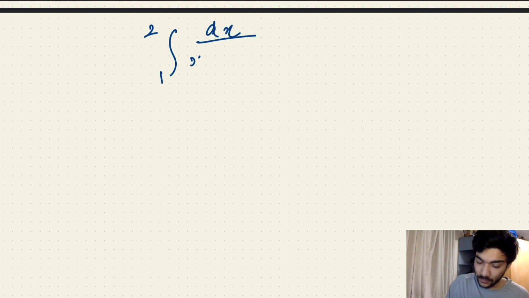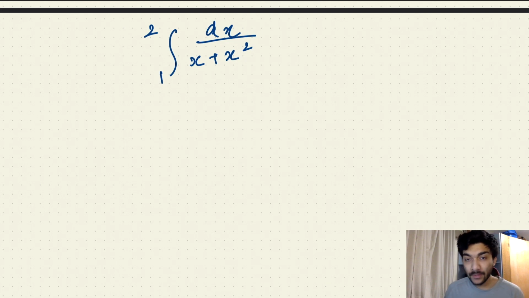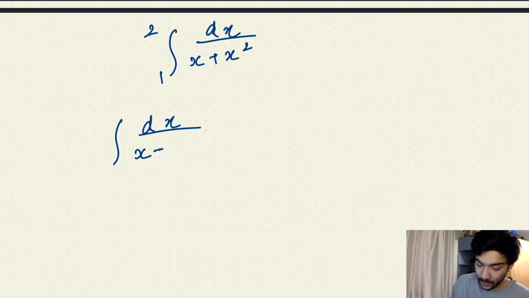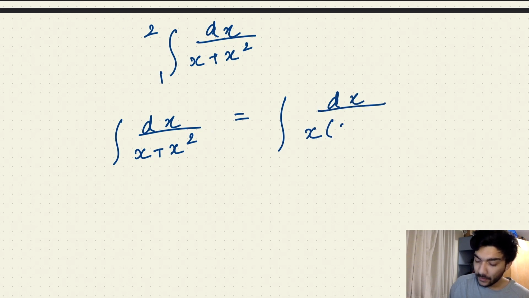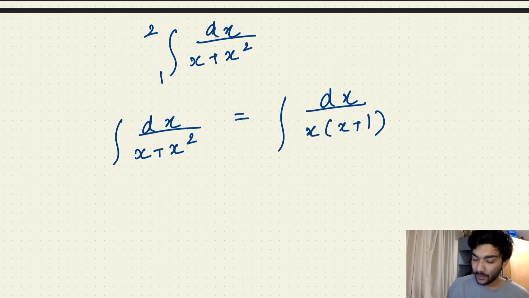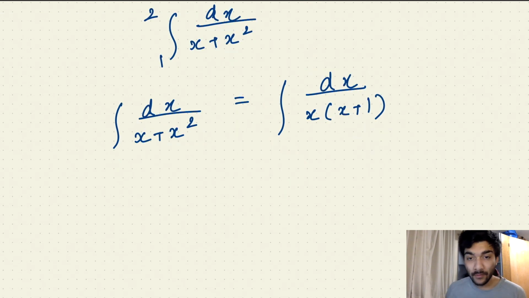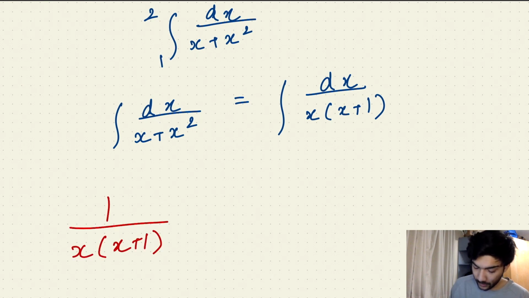So let's write the integral first. We have to calculate the integral from 1 to 2 of dx upon x plus x square. Now, let's first calculate the indefinite integral and then we'll plug in the endpoints to calculate the definite integral. So the indefinite integral is dx upon x plus x square, which can be transformed, as we discussed, to dx upon x times x plus 1. Since we know that these are one of the expressions that we solved using partial fractions, we'll write the expression over here.